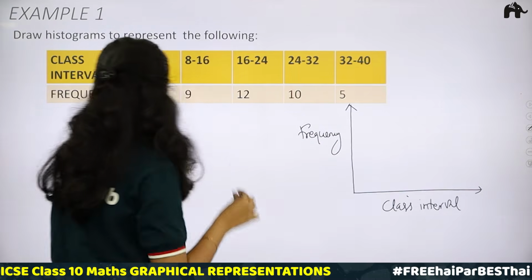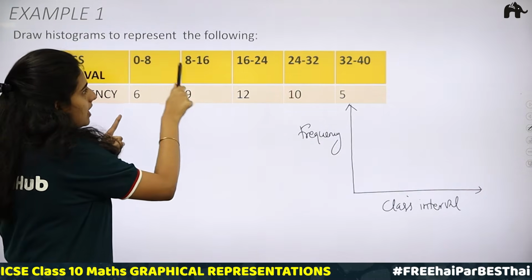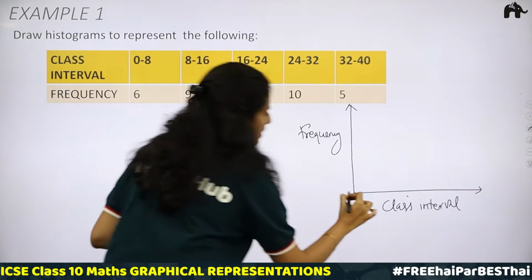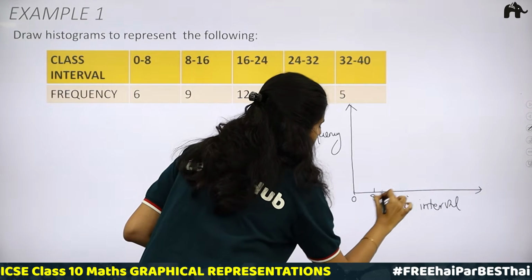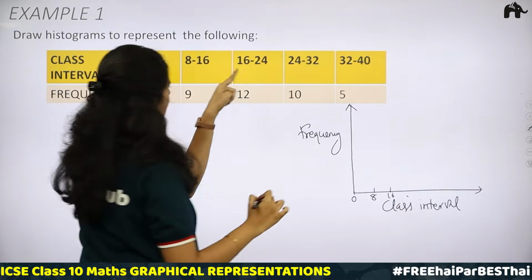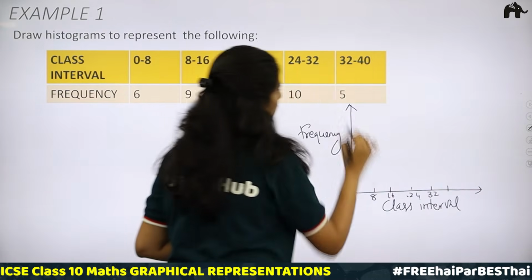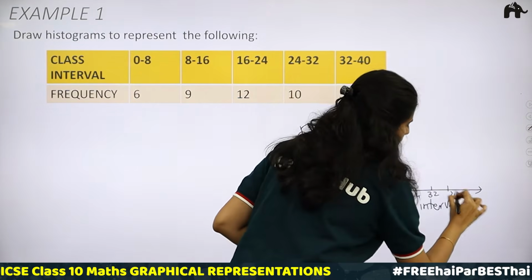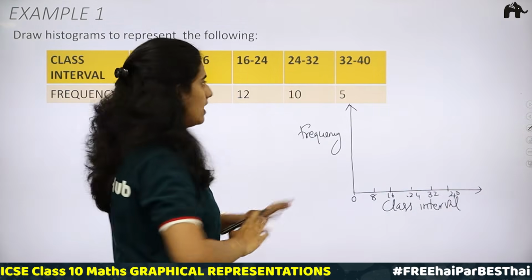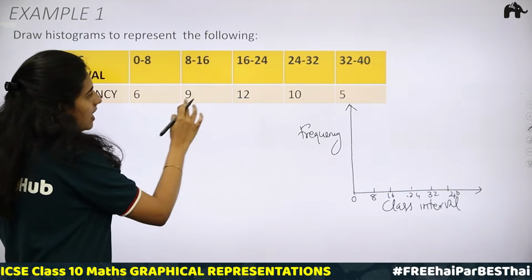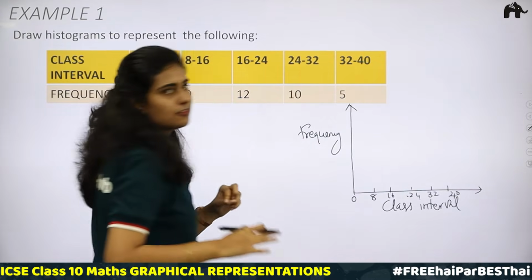Now the interval 0 to 8, 8 to 16. So starting from 0, here we have 0, mark 8, then 16. After that you need 24, 32, up to 40 we need. Similarly on the y-axis, we have 6, 9, 12, 10 and 5.